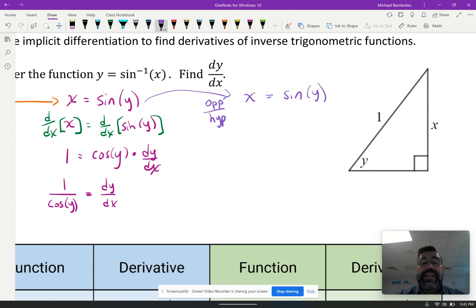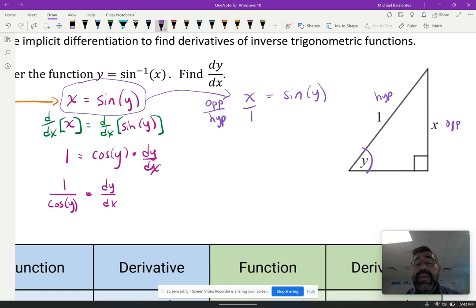So if my sine of y is x, it's really x over 1. So if this is angle y, this would be the opposite side, and this would be the hypotenuse. So I could label a triangle with this equation. With the information from that equation, I could label a triangle.